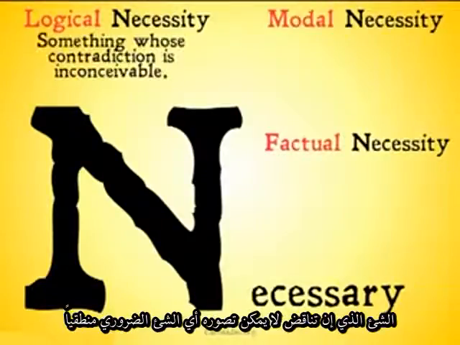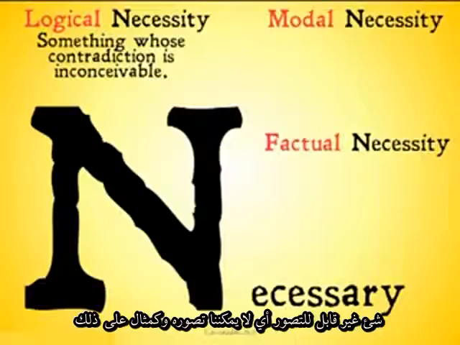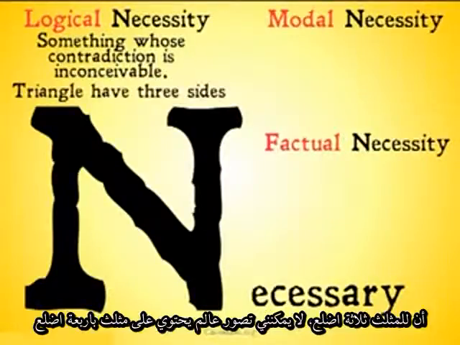Logical necessity means something whose contradiction is inconceivable. If something is logically necessary, the contradiction of that statement is inconceivable. We can't conceive of it. An example would be triangles have 3 sides. I couldn't conceive of a world where triangles have 4 sides or triangles are round.